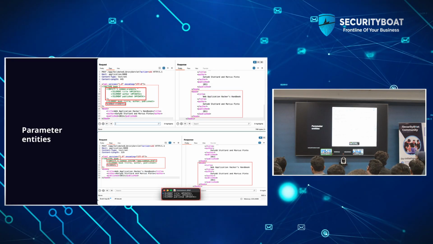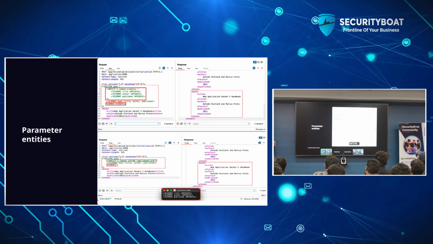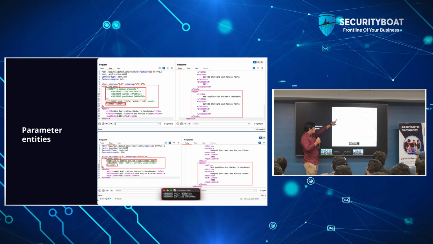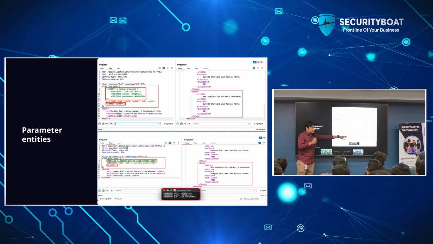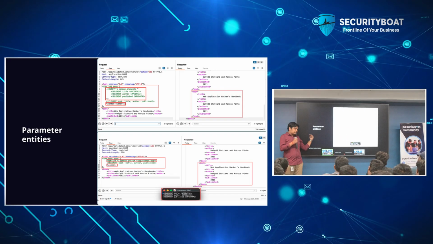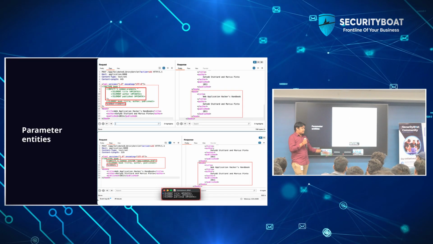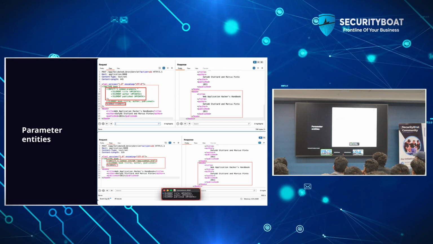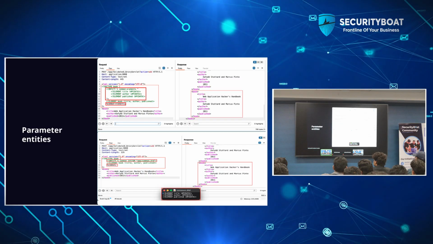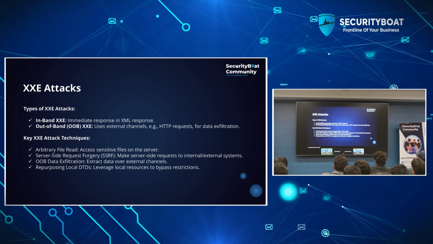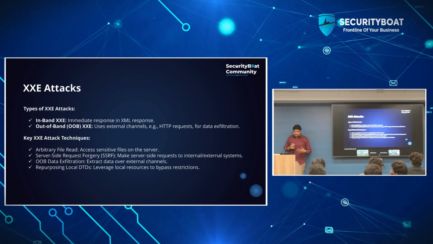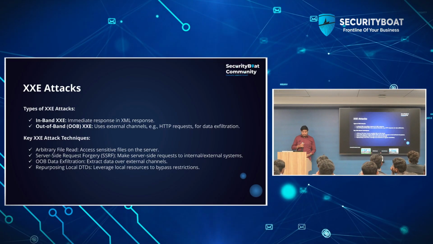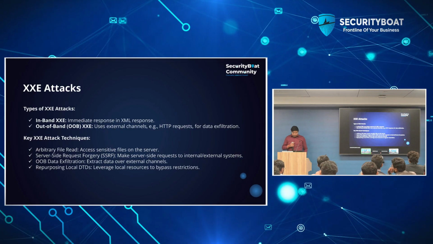The other is a parameter entity. You have seen the syntax. It starts with a percentage sign, and then after that you will see the value. For a general entity, it is an ampersand. For the parameter entity, it is a percentage. This is just the formatting structure, how it should look. These are the types of attacks you see in XXE. One is in-band XXE, one is out-of-band XXE.